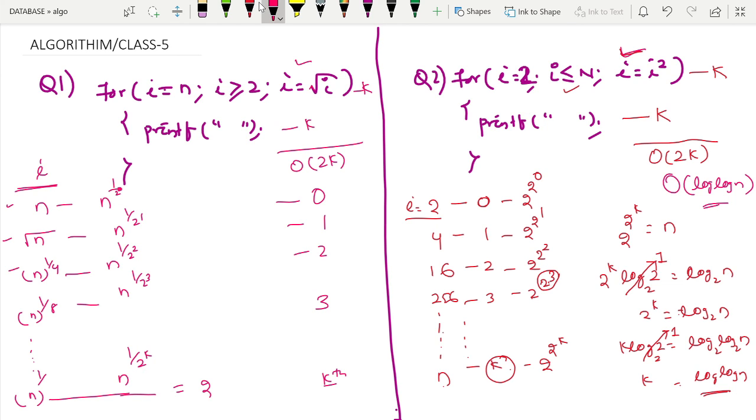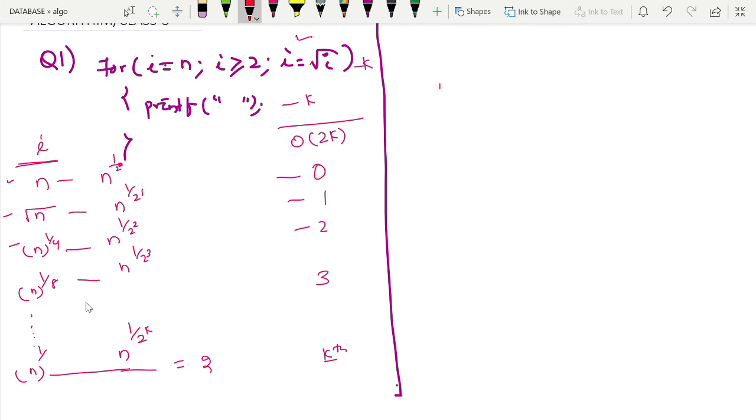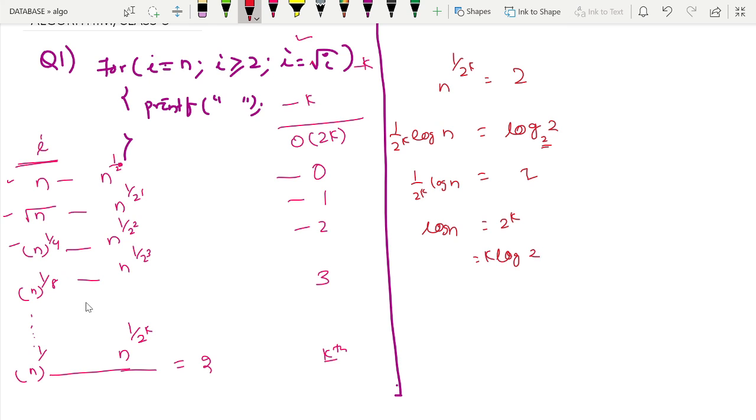n power 1 by 2 power k equals 2. We just need to find out what is the value of k. We are getting n power 1 by 2 power k equals 2. Applying logarithm on both sides, with base 2, I am getting 1 by 2 power k log n equals 1, since log 2 base 2 is 1. So I can simply write it as 2 power k equals log n. So k is at the exponent place, so simply I can take logarithm on both sides. k log 2 base 2 equals log log n. Applying logarithm on both sides, I am getting k equals log log n. So this is simply order of log log n.